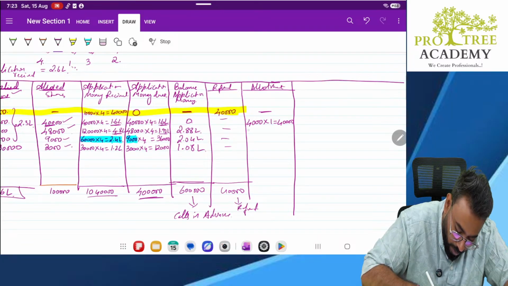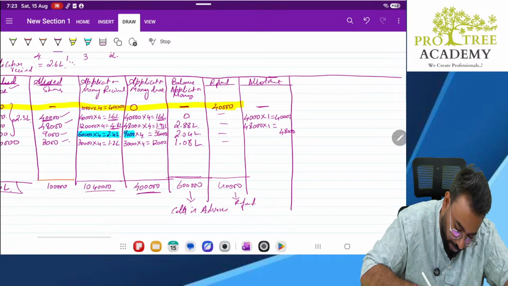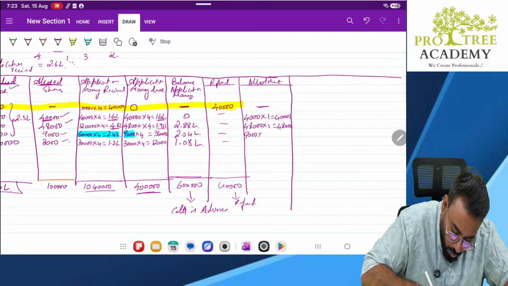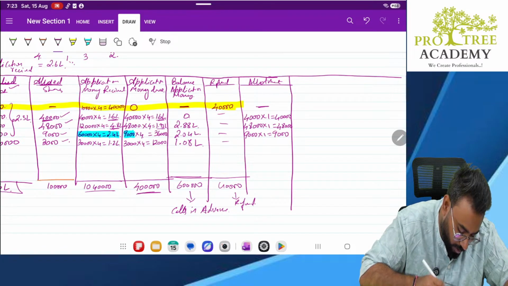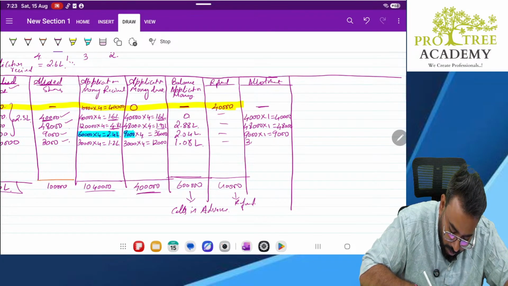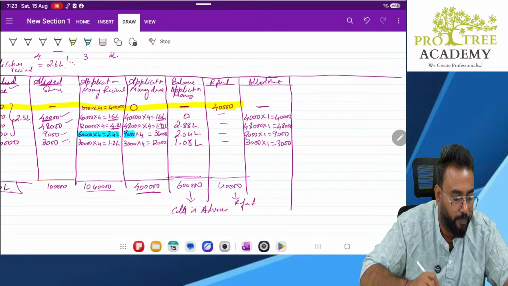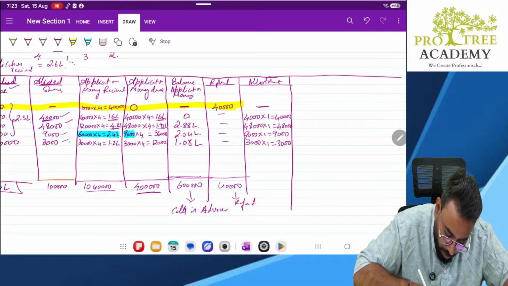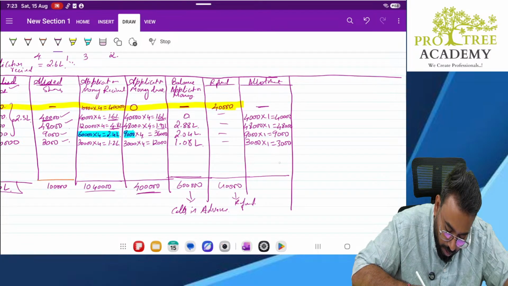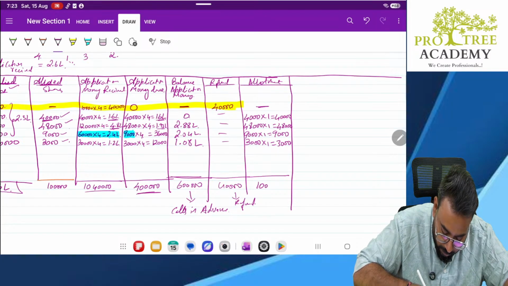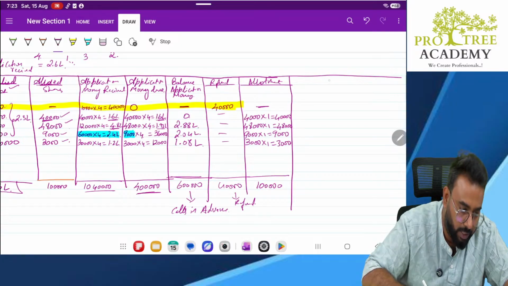Here, 48,000 into 1. That will be 48,000. Here 9,000 into 1 is equal to 9,000. Here, 3,000 into 1. That will be 3,000. So the total allotment money due is 1 lakh.